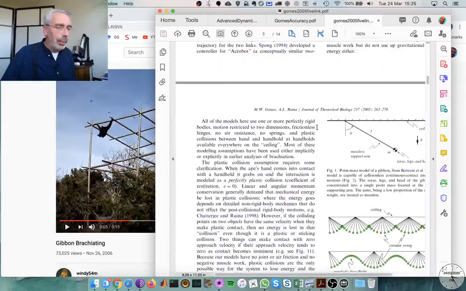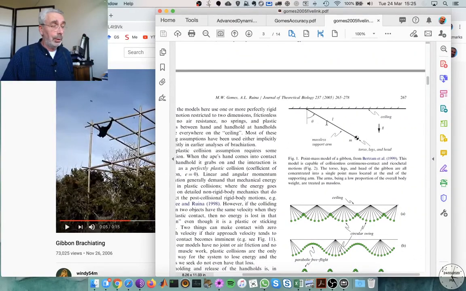Now what does he do? He makes theoretical models, and of course the first one is just a single pendulum. The single pendulum swings, and every time when he's here, then he moves his hand to here, and then he swings again and swings again and swings again.